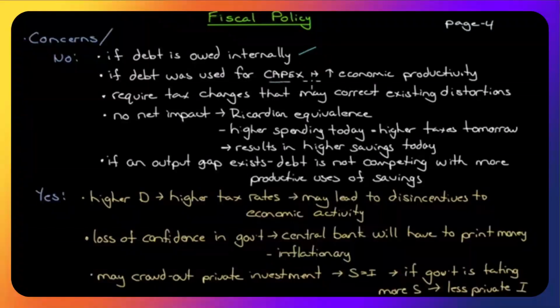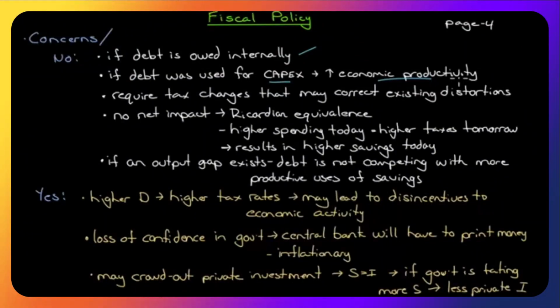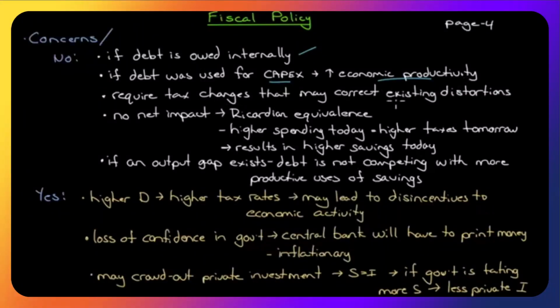If debt was used for CapEx, well, it will increase the productive capacity of the economy so that it improves future growth. It may require tax changes that may correct existing distortions. So if there was a very low level of debt, and there were distortions in the economy that a better tax code could help, well, why do we need to raise taxes? We don't owe a lot of money. But if you owe a lot of money, suddenly you've got to start thinking about things.